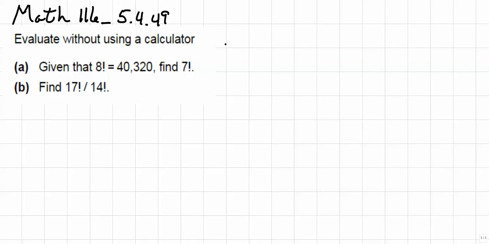Evaluate without using a calculator. A. Given that 8 factorial is equal to 40,320, find 7 factorial.